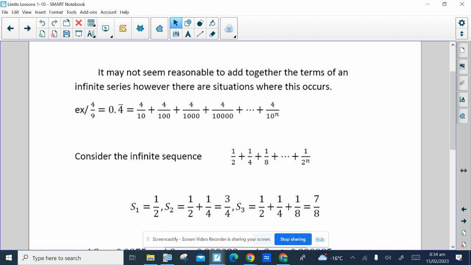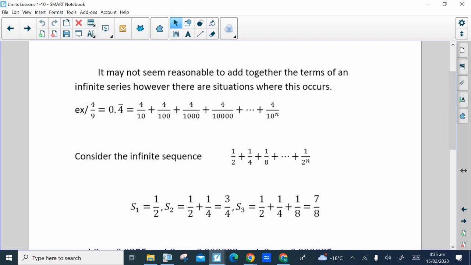Cheesecake? Okay, so yesterday we started talking about series, and we saw that we can find out if an expression has a limit as the variable approaches infinity. We saw some rules for determining that. So today we're going to talk about an infinite series. It may not be reasonable to add together the terms of an infinite series. An infinite series is one that continues on forever. However, there are situations where this occurs.